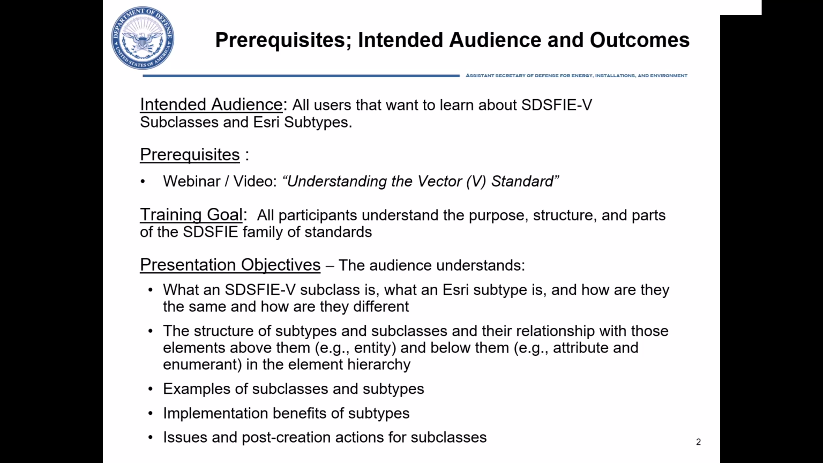The specific objectives for this presentation are that the audience gains an understanding of the following: what an SDSFIE-V subclass is, what an Esri subtype is, and how they are the same and how they are different, the structure of subtypes and subclasses, and their relationship with those elements above them in the hierarchy, such as entities, and below them, such as attributes and enumerants, examples of subclasses and subtypes, implementation benefits of subtypes, and issues and post-creation actions for subclasses.